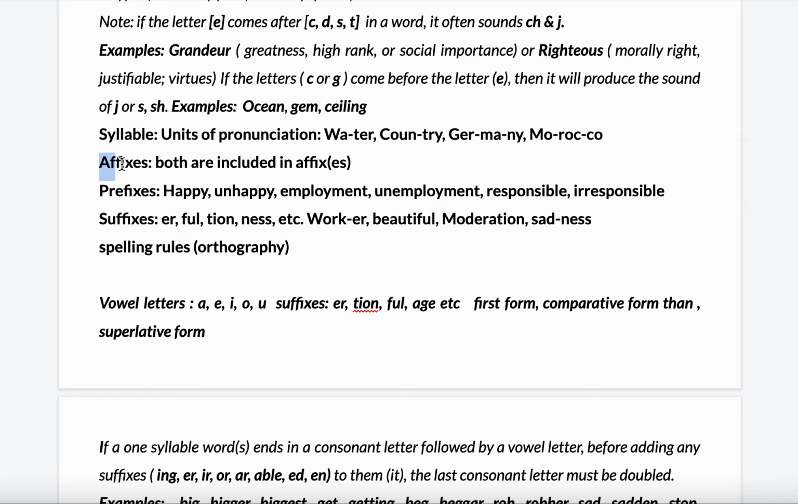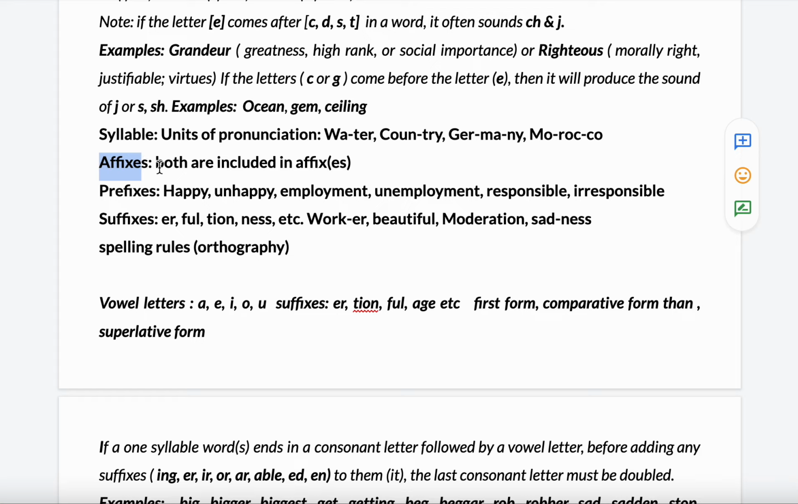Okay, so now let's talk about affixes. What are affixes? Affixes mean that when we have letters that function as a unit and we use them at the beginning or end of a word and it changes the meaning, that's called affixes. It changes the meaning, it changes the use and everything else.